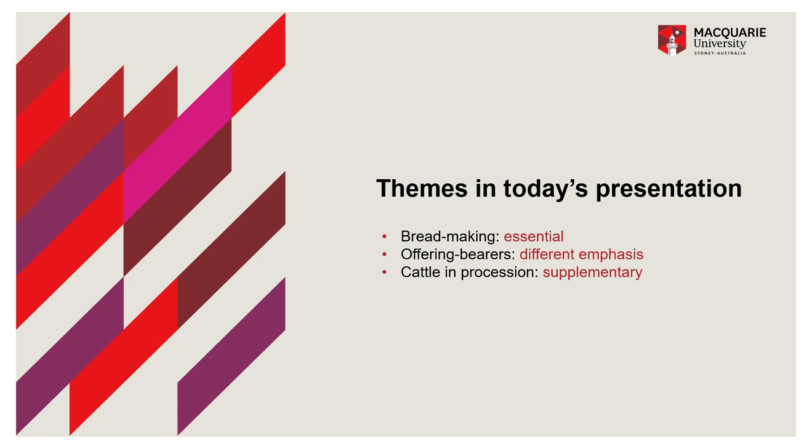So in looking at just these three themes today, we can see that there are differences in the level of importance of each theme to funerary models and wall scenes, as well as how each theme and motif were represented by the two media. Some themes, like bread making, are essential for funerary models, as they offered necessary nourishment for the deceased's afterlife. Others, like offering bearers, were also important for models, but they presented a different emphasis to wall scenes, which was more appropriate for their location in the burial chamber. And some, like cattle in procession, don't hold the same prominence as they do in wall scenes and should be considered supplementary.